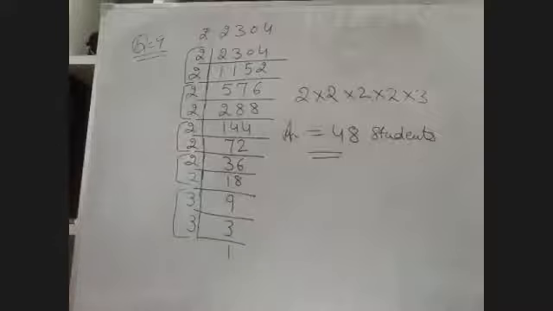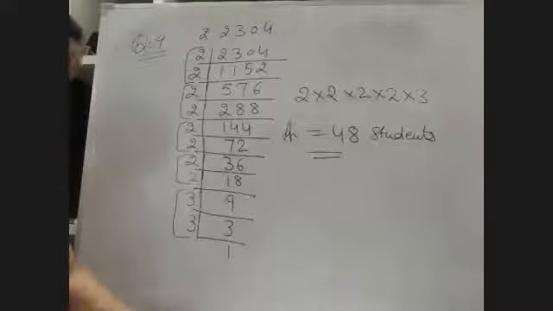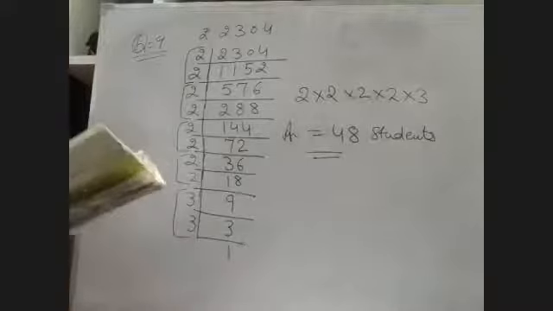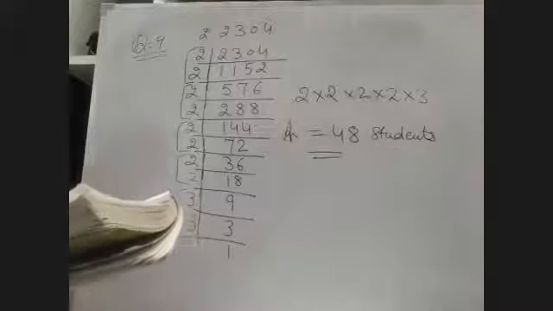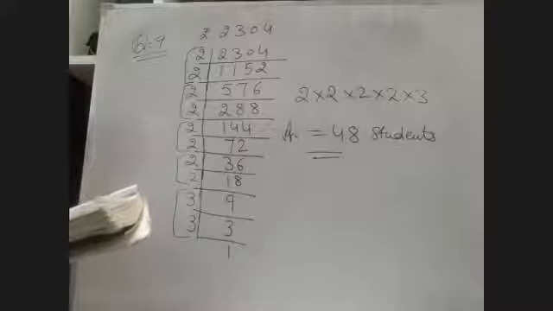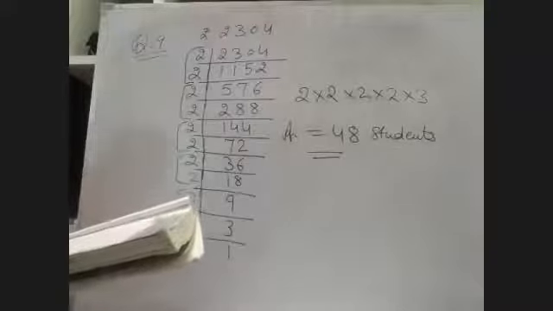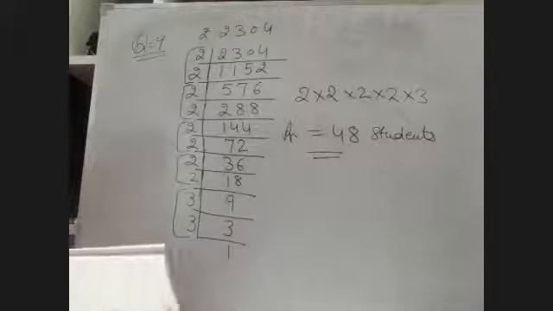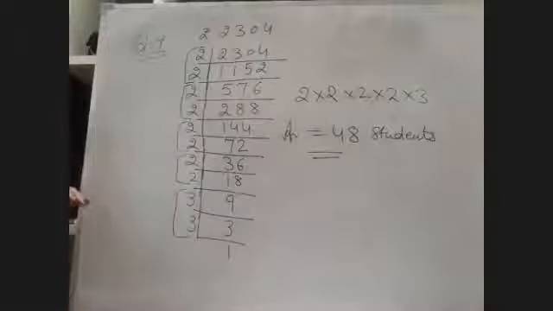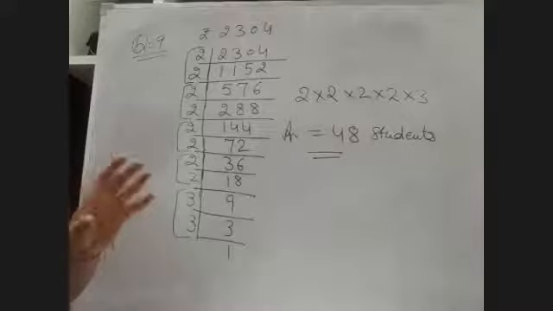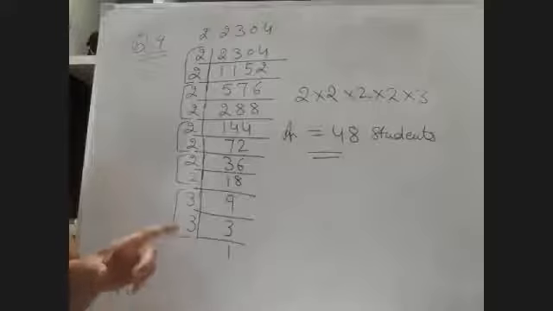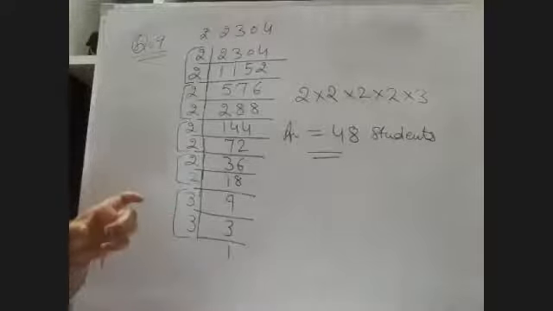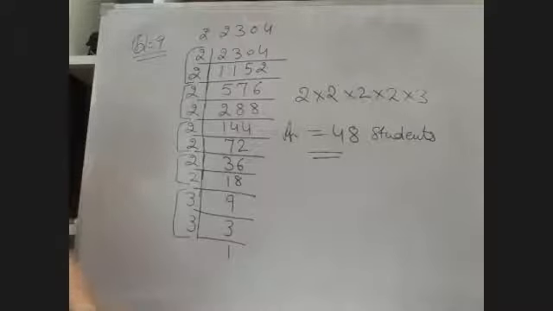Next is the 10th question. The product of two numbers is 7,260. If one number is 15 times the other number, then find these numbers. Yes, friends, to find this, suppose your first number is x, and the second number will be 15x. First number is x and second number is 15x. Now the product is 7,260.